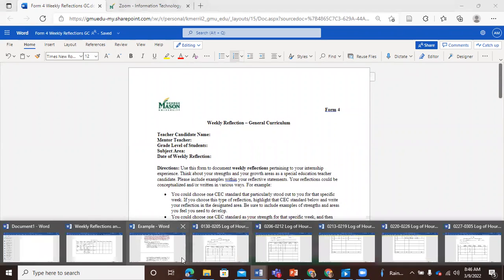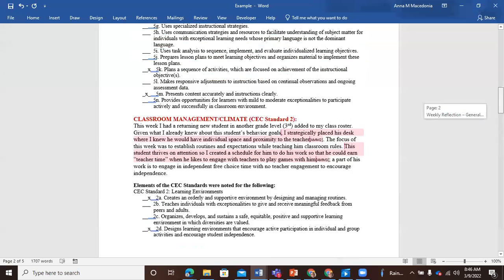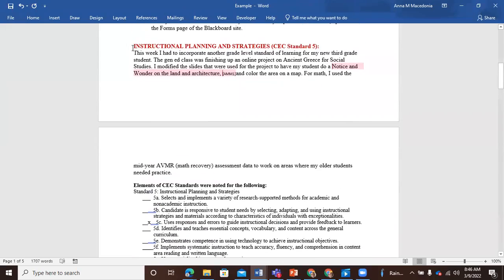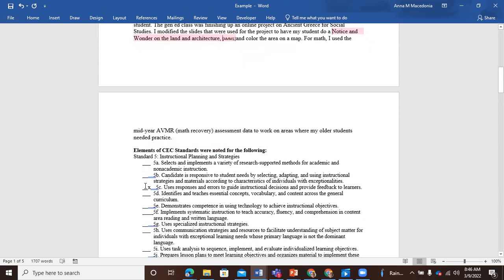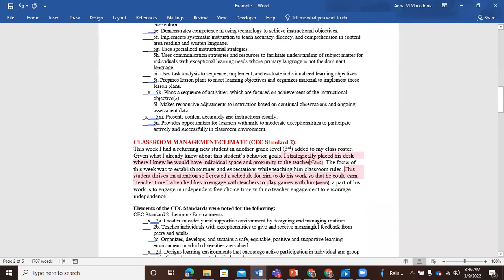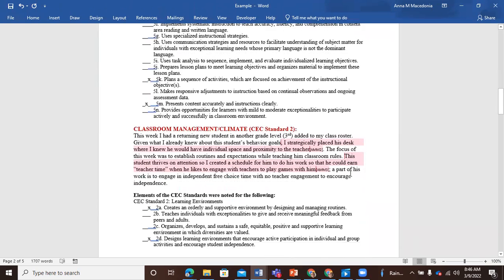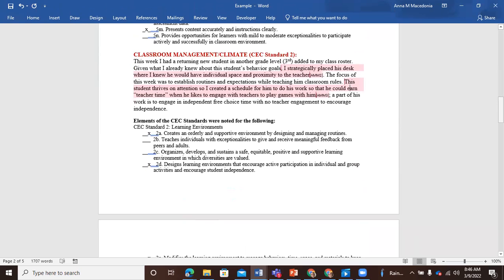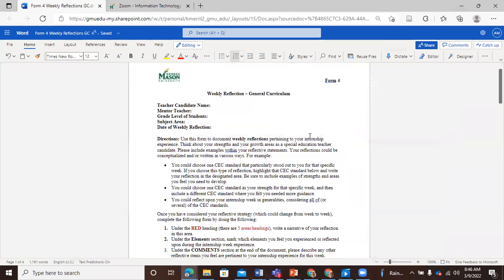So just to give you an example, you see a narrative under instructional planning and strategies. The elements are marked. And then you see that there are little highlights. This is just where I inserted different comments within the document. And then you would add those comments at the bottom, and then I would add those comments. So I hope that this is helpful to you.